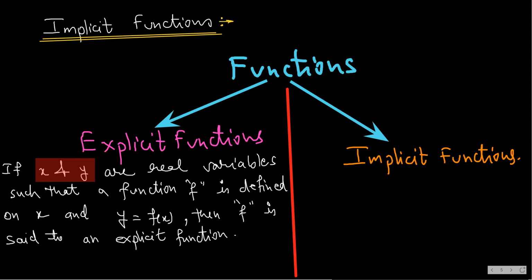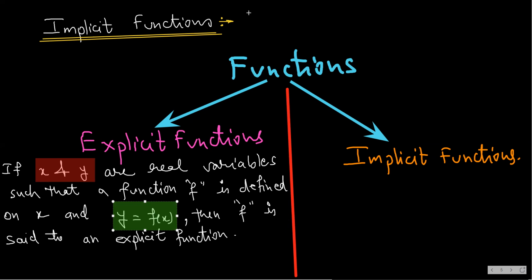So, what is important in an explicit function? It is important that you will always be writing the function in the form y equals f of x. Every single time you notice that a function is defined on x and you can write it in the form y equals f of x, you call that function an explicit function of x.